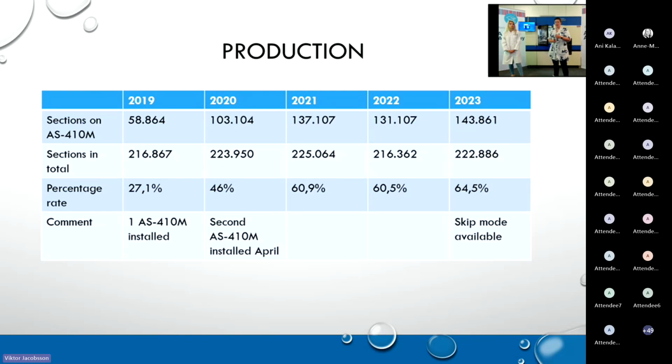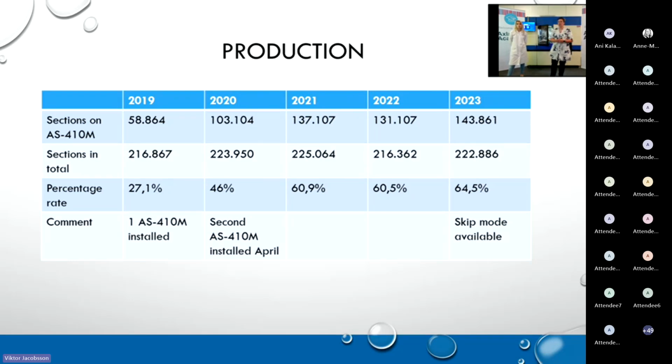The first line is how many blocks are being cut on the AS system, and the second line is how many blocks we have in total in our department. And of course, the percentage rate is how many of the blocks are cut on the AS system. The comment is just to show what the difference is and maybe why we are increasing in how many blocks we have run on the system.